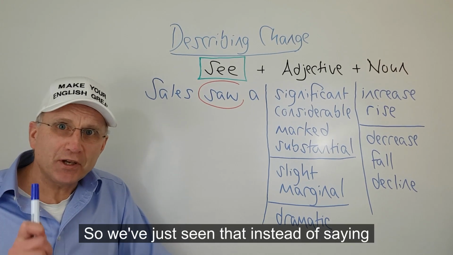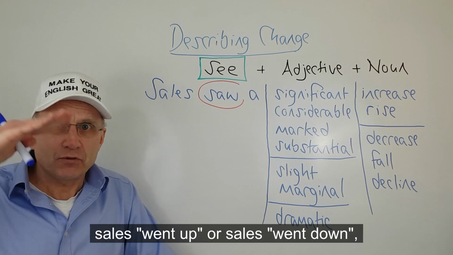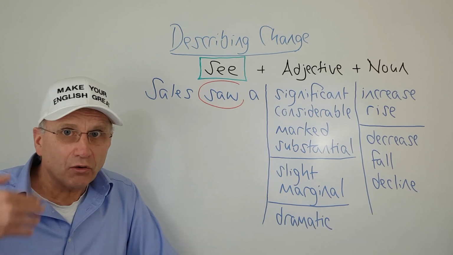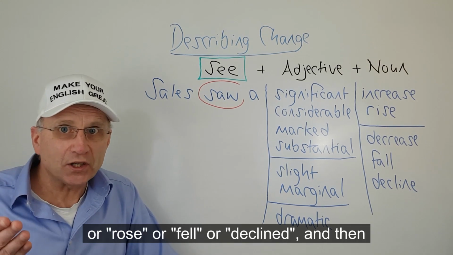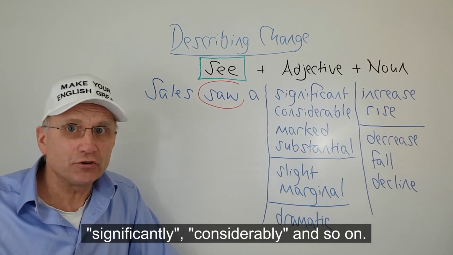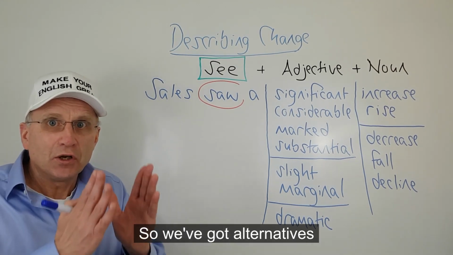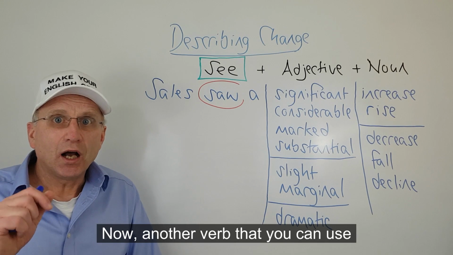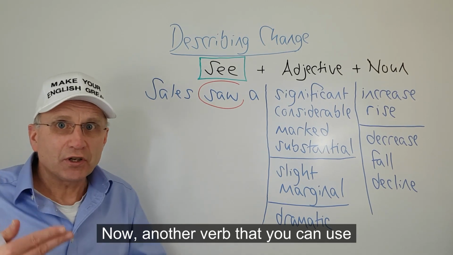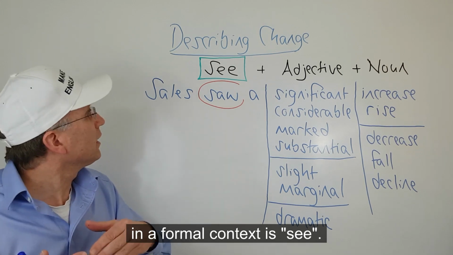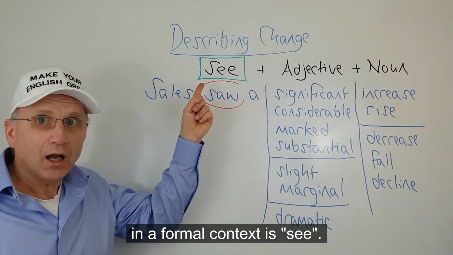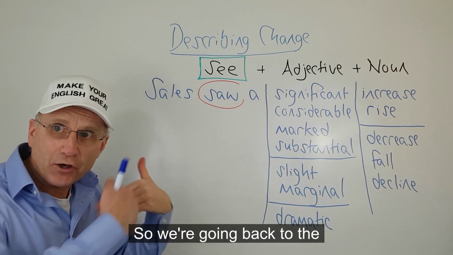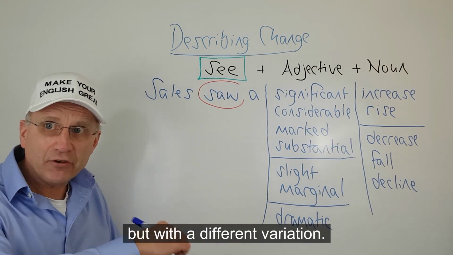So we've just seen that instead of saying sales went up or sales went down, we would say sales increased or decreased or rose or fell or declined, and then significantly, considerably, and so on. So we've got alternatives to go up and go down. Now, another verb that you can use in a formal context is see, and we would use it with the adjective plus noun structure. So we're going back to the adjective plus noun structure, but with a different variation.